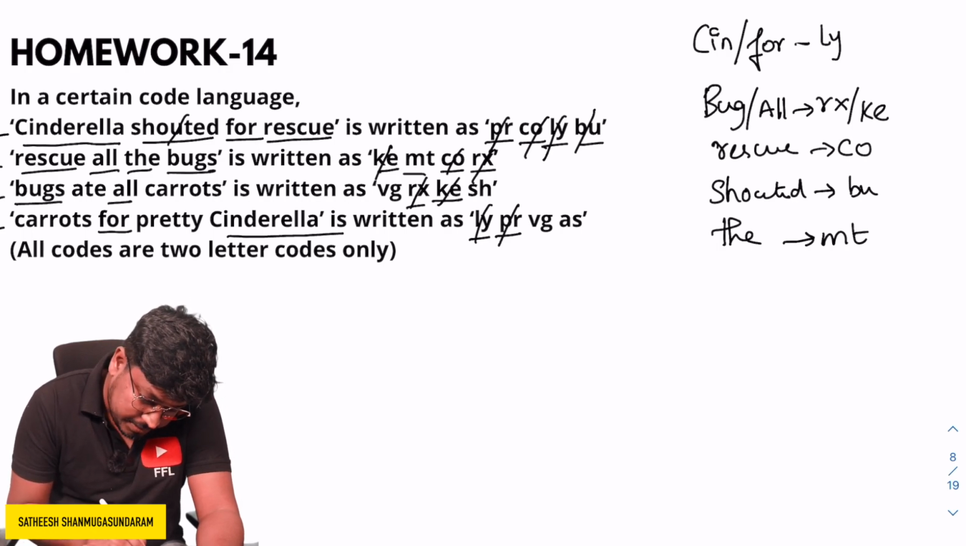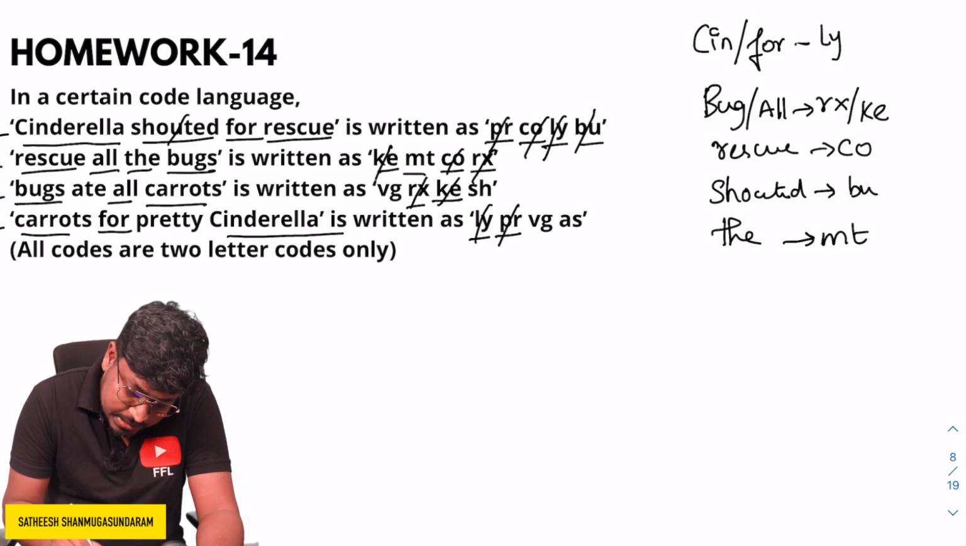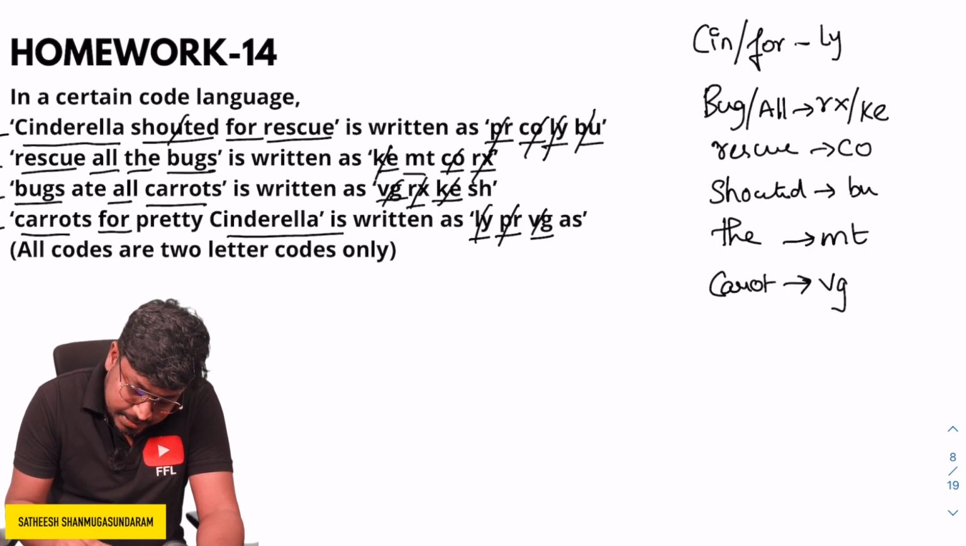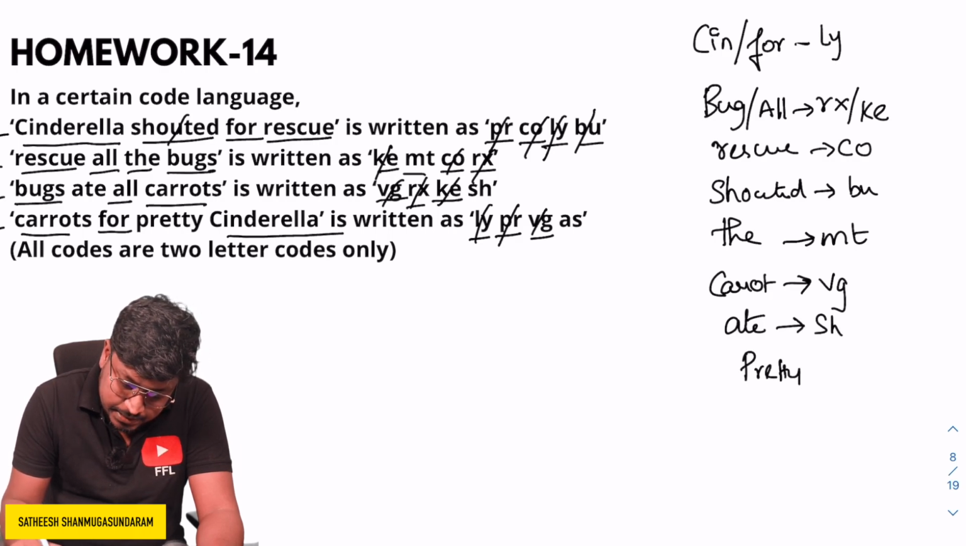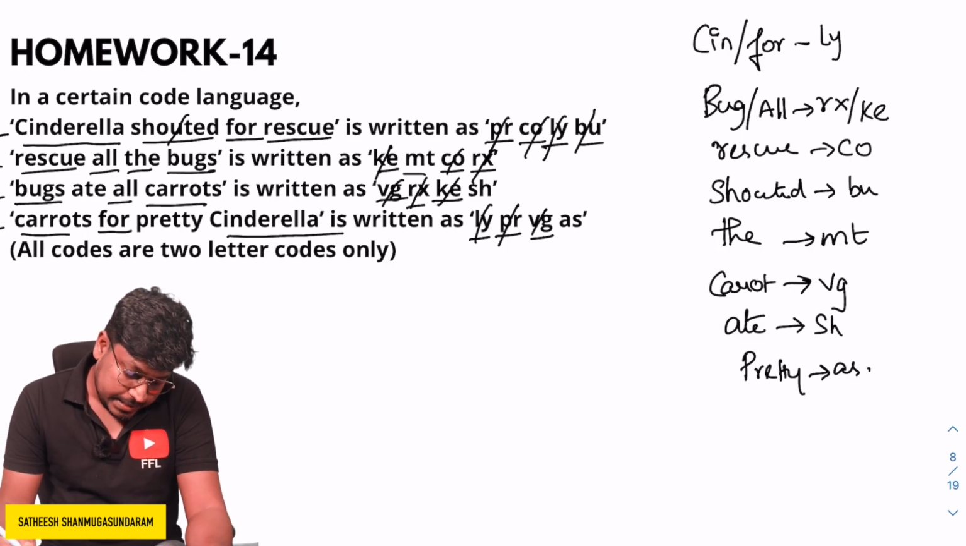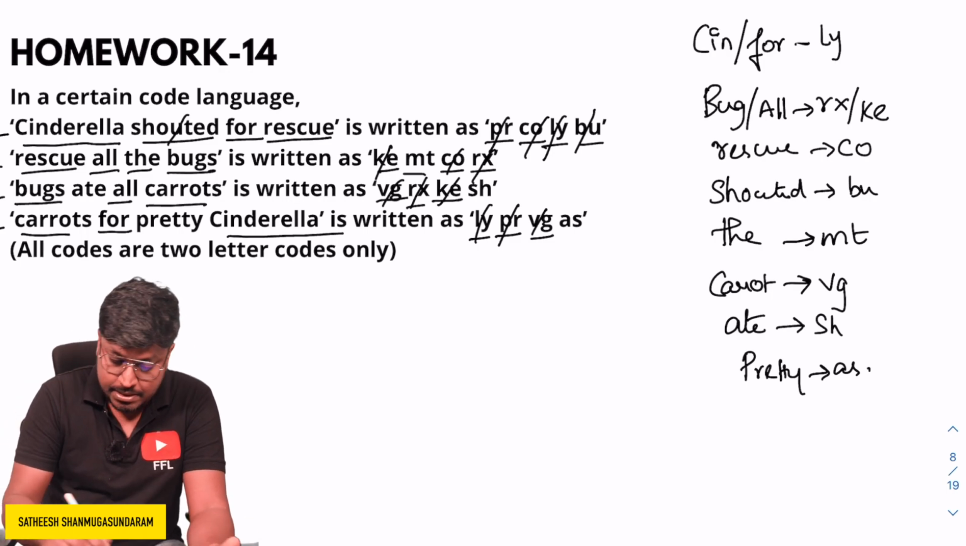And now here you can see carrot, right? So carrots and carrots both are common here. So VG will be carrot. So carrot is for VG, right? And then we have 8. So 8 will be SH, and pretty will be S. That's it, right? So what is the remaining word that we have is empty. Empty will be the. That's it, friends.